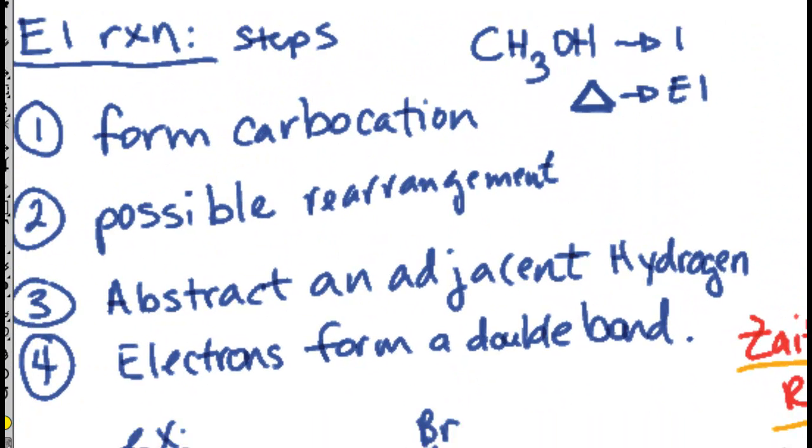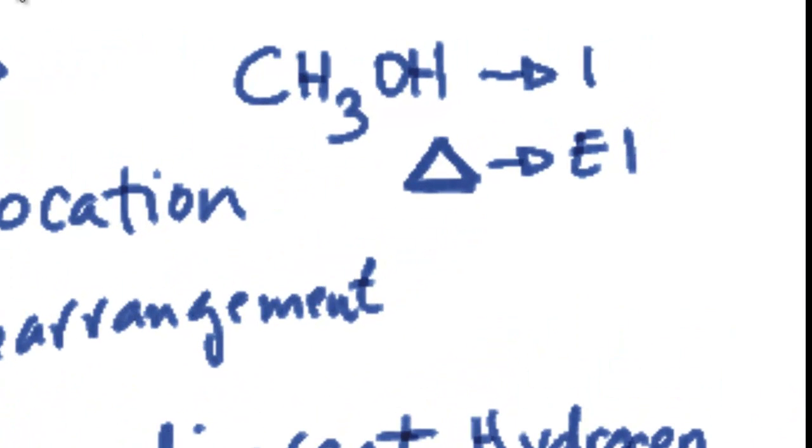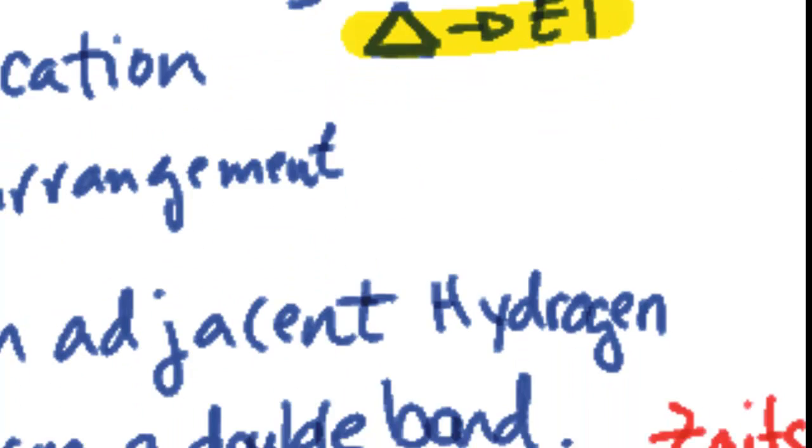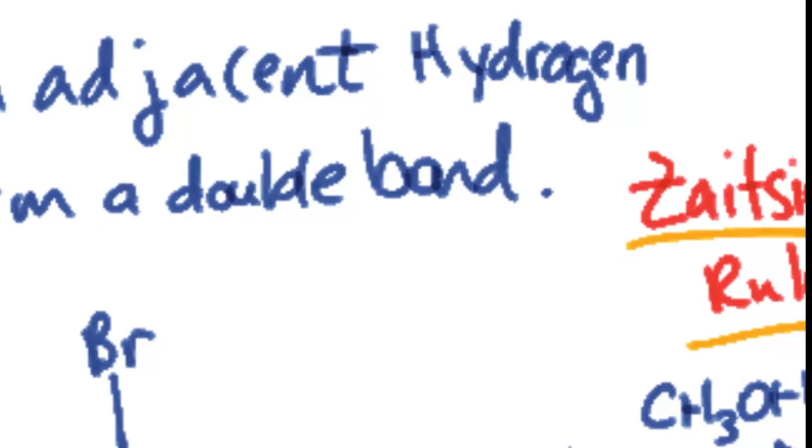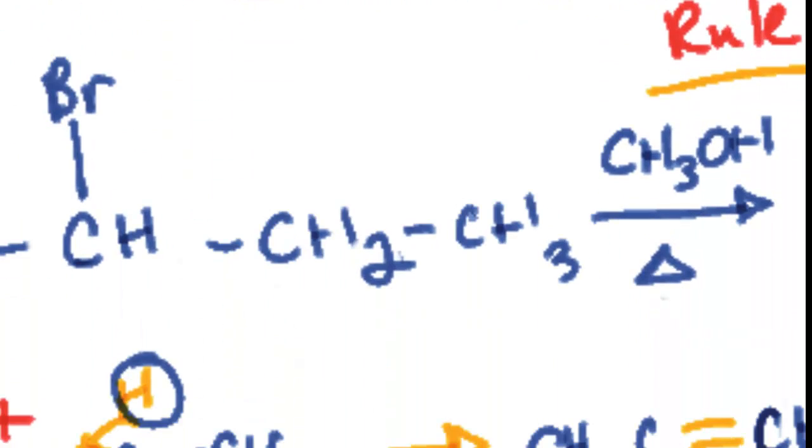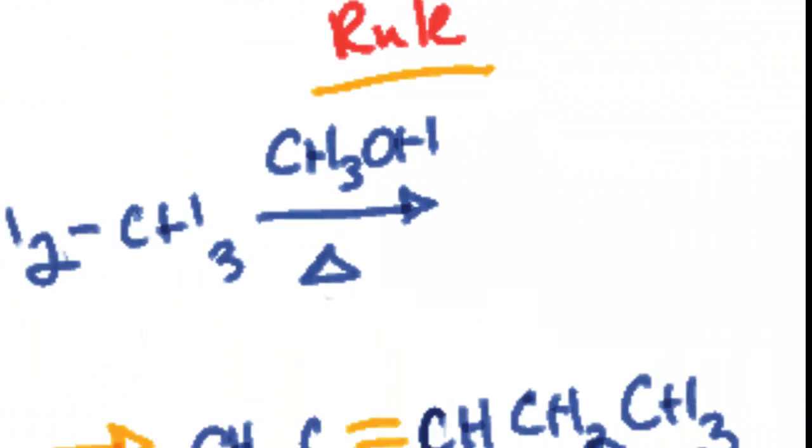Okay, so I hope this has cleared up any confusion that you might have. Recapping, the main thing that let us know it was an E1 reaction was the methanol presence. If we add heat, we can make it an E1 reaction. Check for rearrangements. Then once the leaving group leaves, abstract an adjacent hydrogen, leave the electrons to form a double bond.